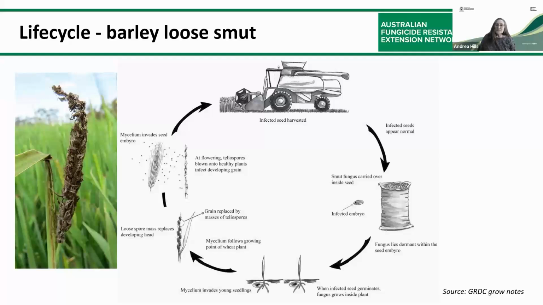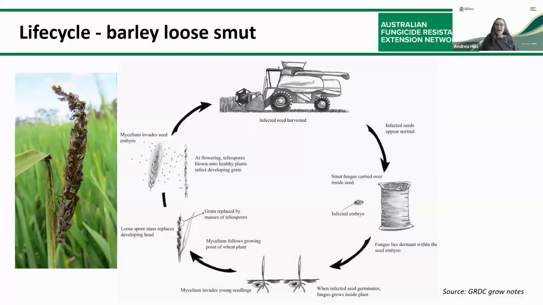So at the top of the life cycle, you come along in the harvester and harvest your seed crop. Hopefully you'll clean and grade it, and if you have a good look at the seed, it doesn't really matter. You can't tell whether there's loose smut in there or not because it's carried internally, as I said. And down the bottom here, that fungus just lies dormant in that embryo until it starts germinating, and then it grows into that tiny little growing point.